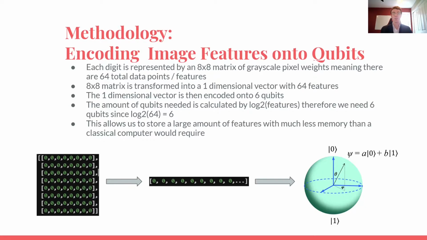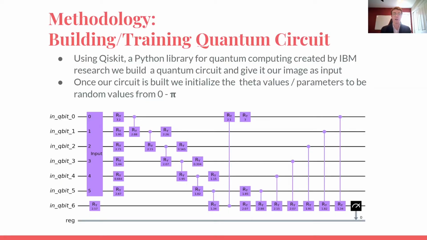The amount of qubits needed to hold our image data is obtained by calculating the upper bound of log base 2 of the amount of features we have. Therefore, in our case, we need 6 qubits since log base 2 of 64 is equal to 6. This process allows quantum computers to use exponentially less space than a classical computer would need to store this amount of data.